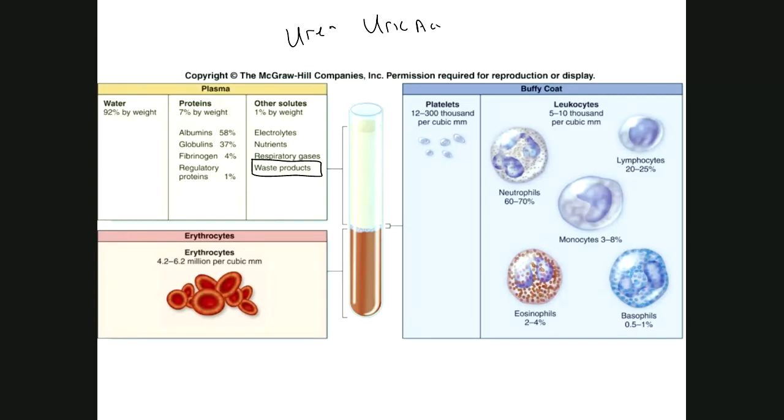So if you look at plasma, it's a very, very complicated liquid. It's got all this stuff in it. It's also very valuable. The reason it's so valuable is because you can give it to anyone and not worry about matching it. So it can be given to anyone in emergencies. And so you can take it with you in case of an emergency. You can just give it to anyone.